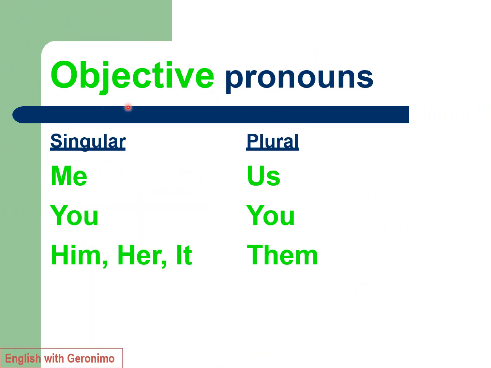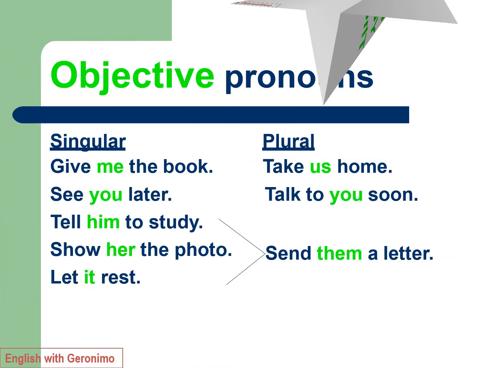Now pronouns can also be used as the object in the sentence. So, objective pronouns. We can use the singular forms me, you, him, her, or it. In the plural form, we can use us, you, and them. So next we have the objective pronouns. Objective pronouns are used as the object in the sentence or the receiver of the action in the sentence.